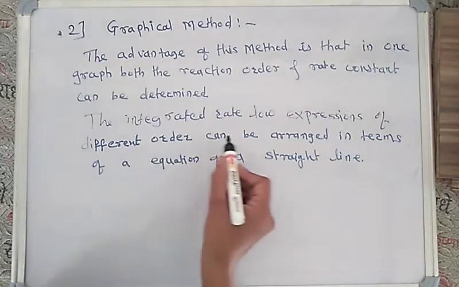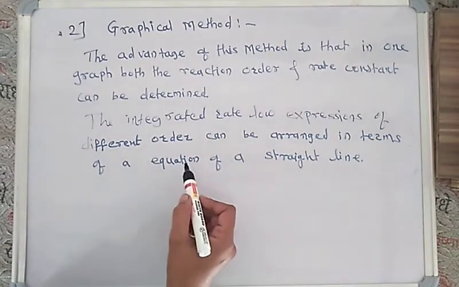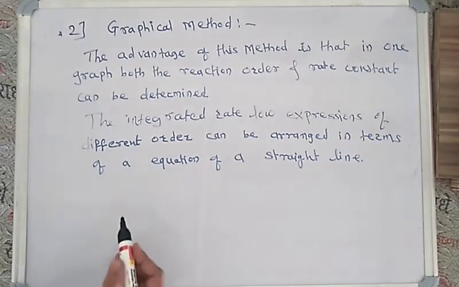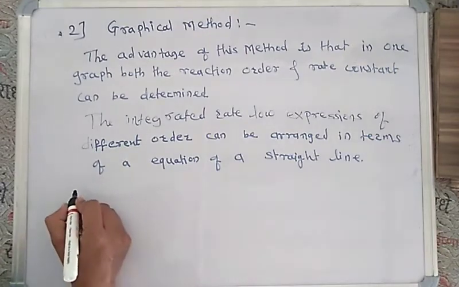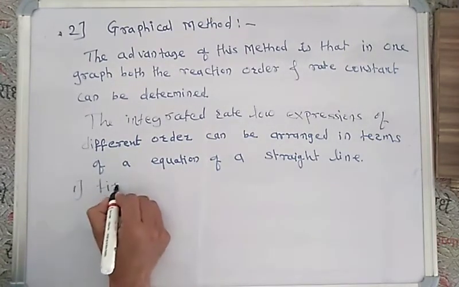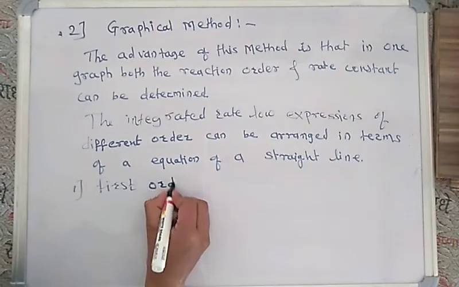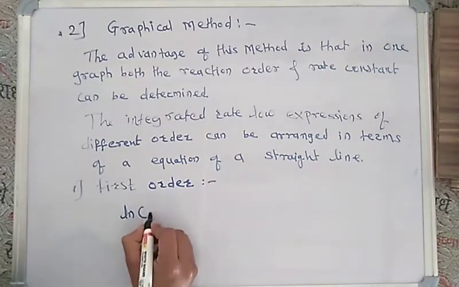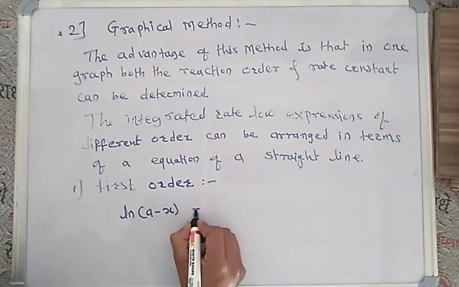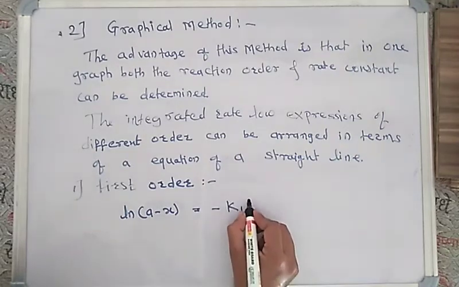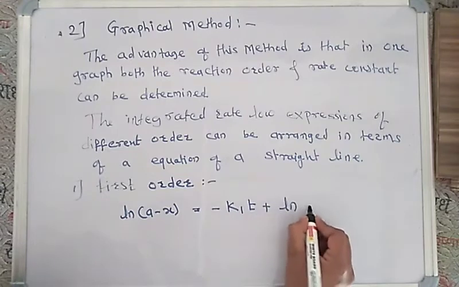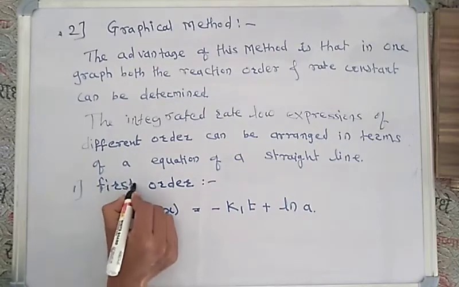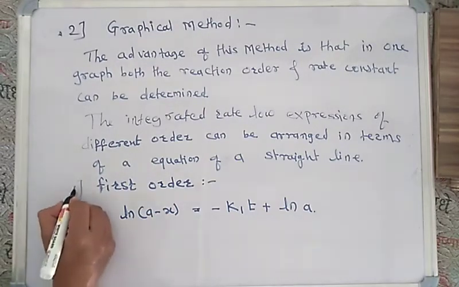We know the integrated rate equations for different orders, that is first order, second order and third order reactions. Let us see the equation for first order. For first order, the equation is ln of (a minus x) equals minus k1 into t plus ln a. This is the integrated rate law expression for first order.